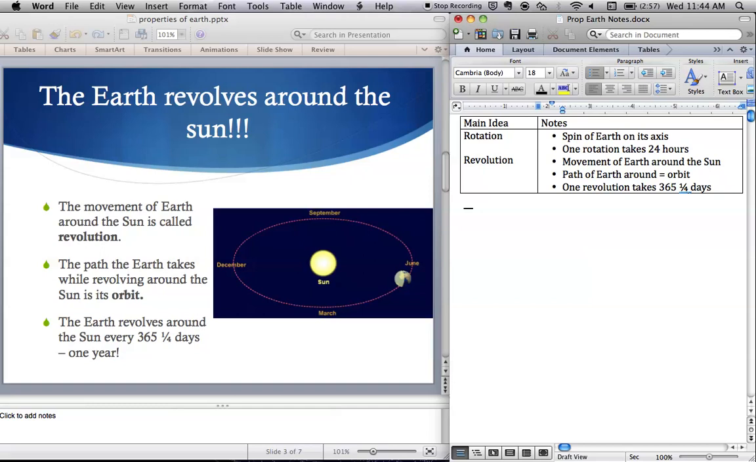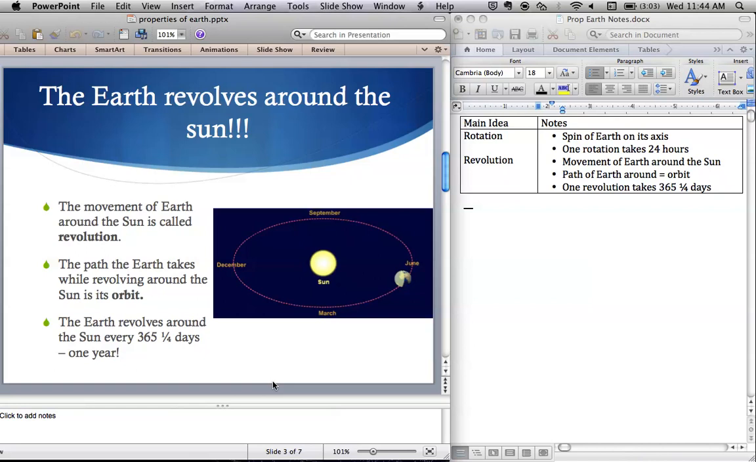Every 4 years, we add up those quarter days and we add an extra day to the calendar to reset our calendar and make sure that our months line up at the same time each year. So we call that a leap year. Every 4 years, we take into account those quarter days that have added up, and we add an extra day to rebalance the calendar. So that's where a leap year comes from.